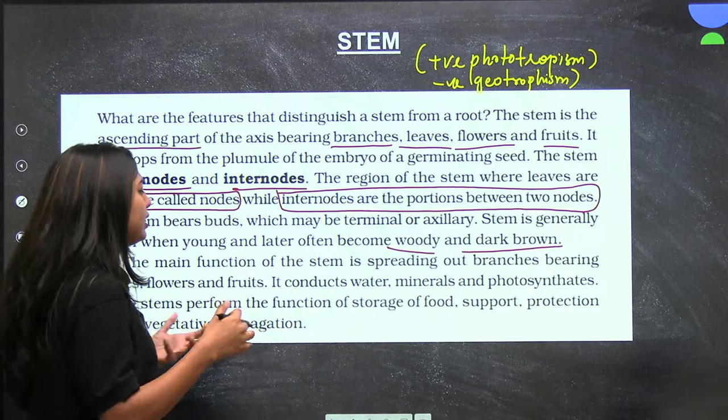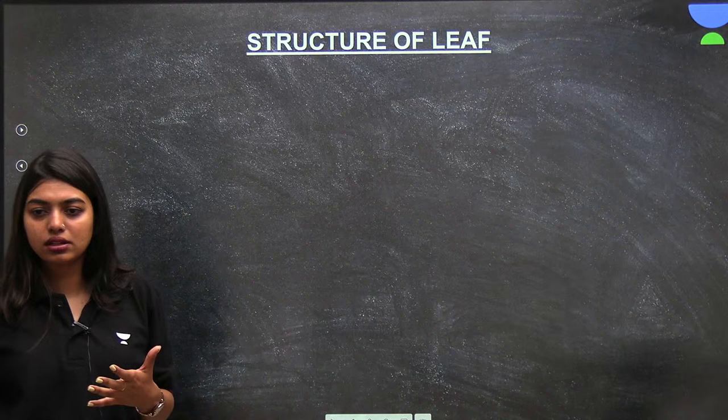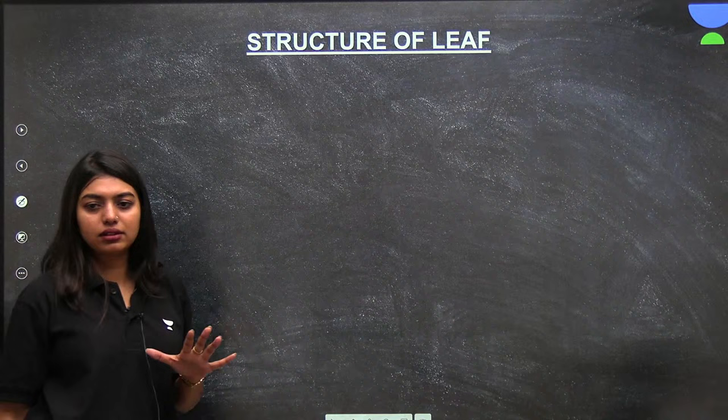Now, let's understand the structure of leaf. Ready? Is the speed okay or am I too fast? Is the speed okay now? All of you? Fine, right? Because it's stem and root, I'm going a little faster.